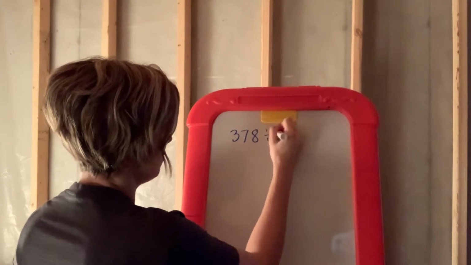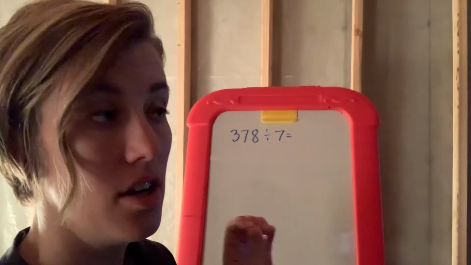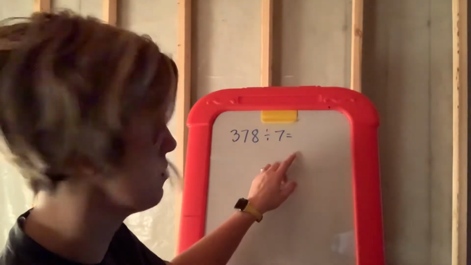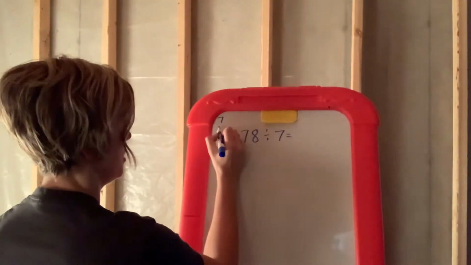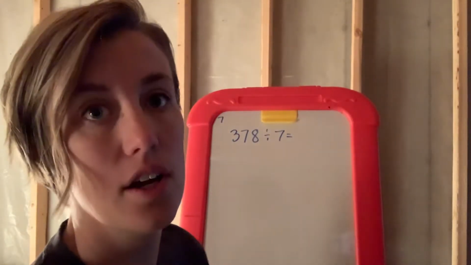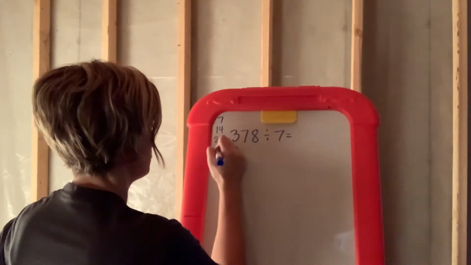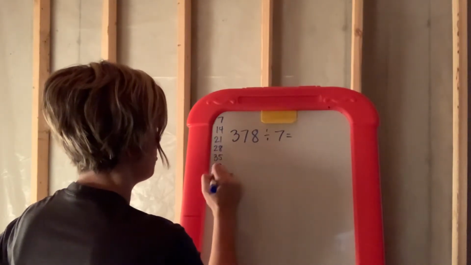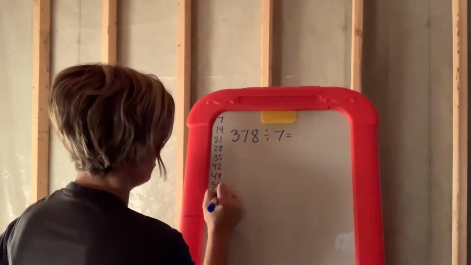378 divided by 7. Everyone knows the first thing that we do is we list multiples. The way we do that is we start with our divisor, that first number. So we have a 7, and then we just count up 7 from there. I hope this is the review and you guys are totally understanding what I'm talking about. So 7, 14, 21, 28, 35, 42, 49, 56, 63, and 70.